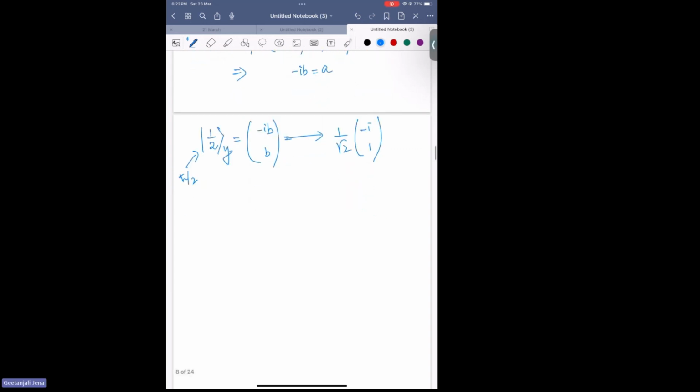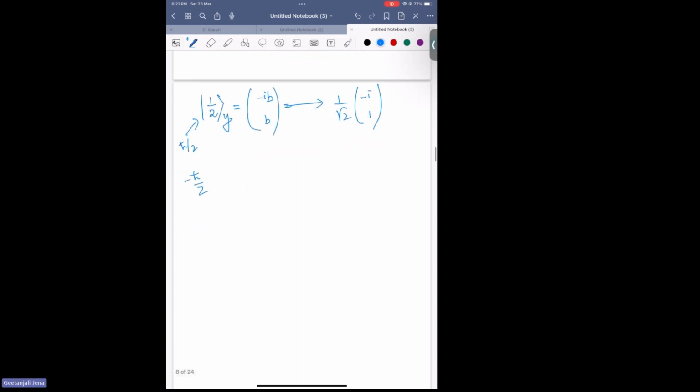Now if you want to find the one for minus ħ/2, I am leaving this for you to calculate. What you will see is that it will be equal to 1 by root 2 times (i, 1).